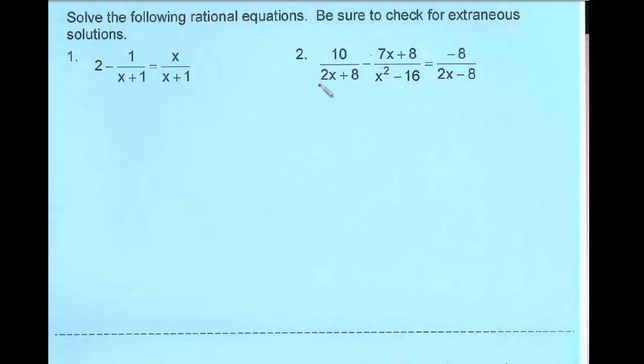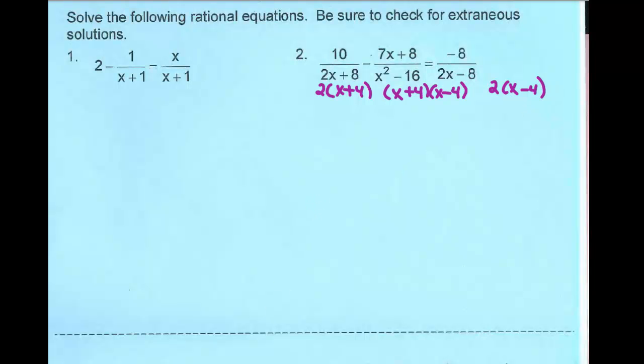Factor the denominators. We factor out a 2 and we get x plus 4. This is a difference of 2 squares, x plus 4 times x minus 4. And this, we factor out a 2 and we get x minus 4.